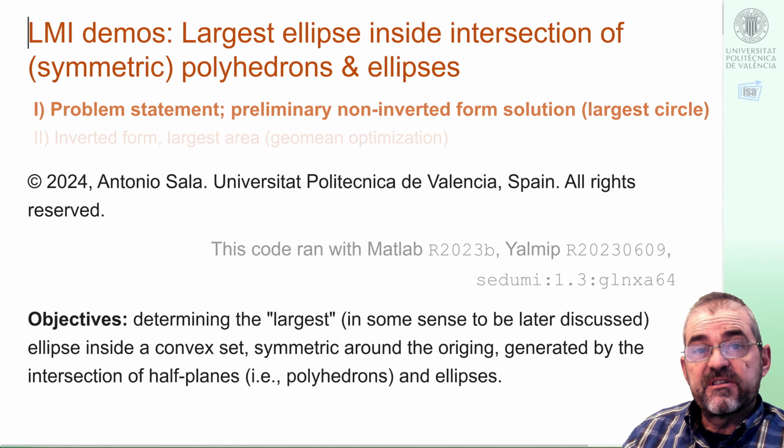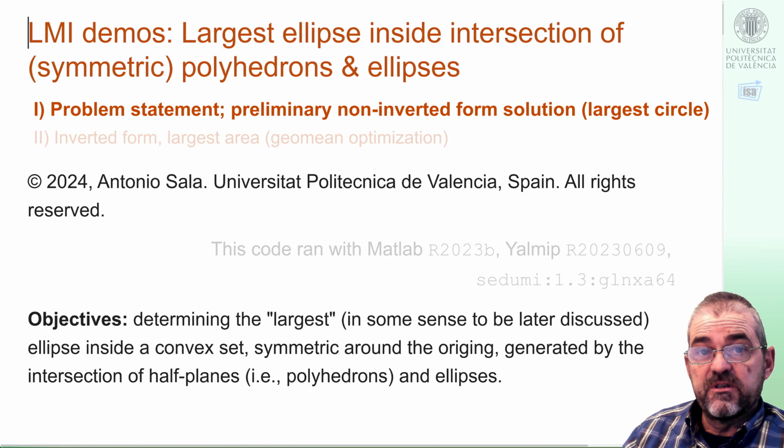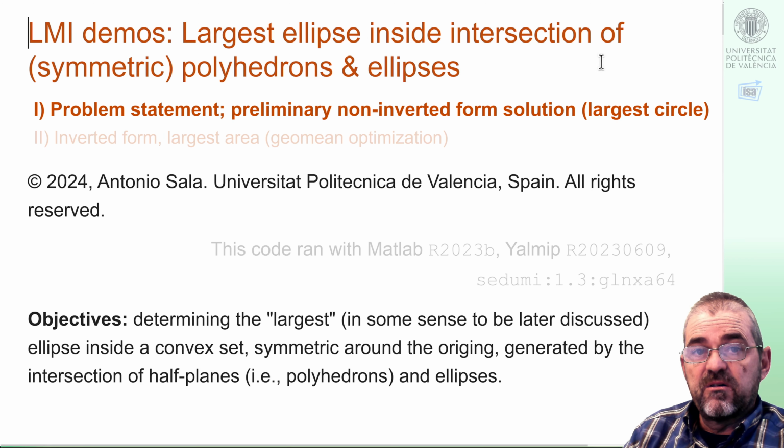Hi, I'm Antonio Sala, and in this video we are going to discuss a demonstration of linear matrix inequality problems, in particular finding the largest ellipse inside some convex body, the intersection of a polygon and another ellipse. The meaning of largest will be subject to the condition that it must be amenable to convex optimization. So that will have some issues to be discussed.